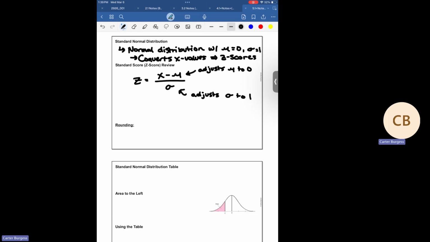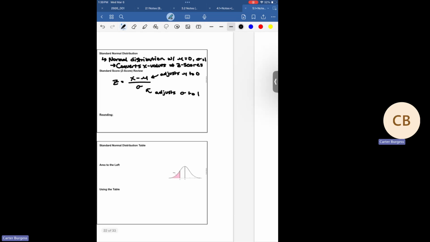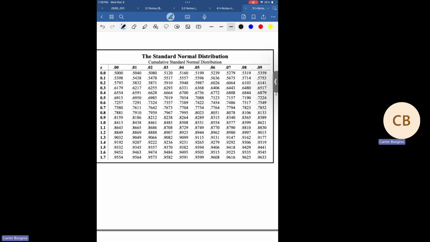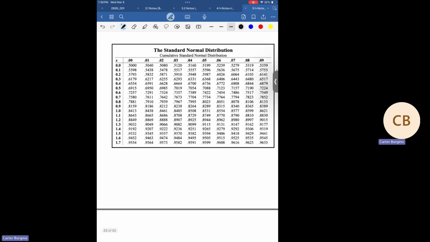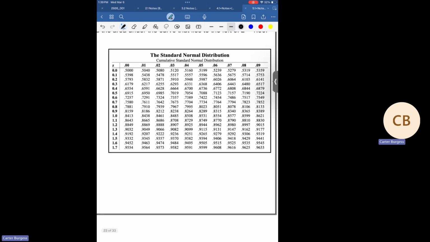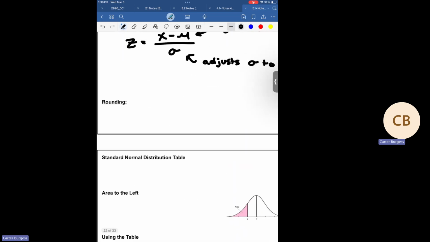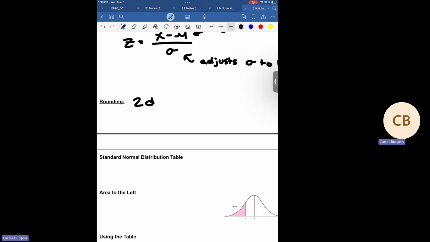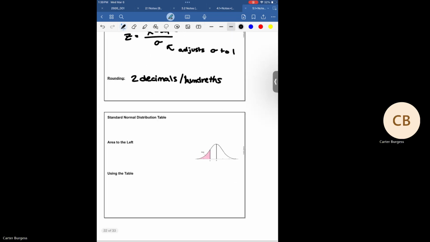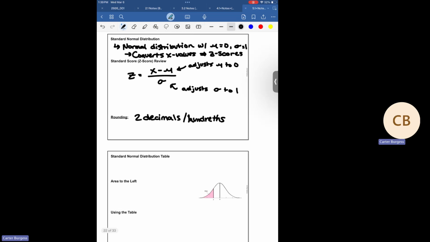Z-scores are going to be given to 2 decimal places, and that's mostly just because of the tables that people used to look at. They only go to 2 decimal places, because otherwise it would be a pain to look at these for more. So you can think of rounding to 2 decimal places or to the hundredths. Either way is fine. I mean, it's equivalent, right? Those are the same thing.